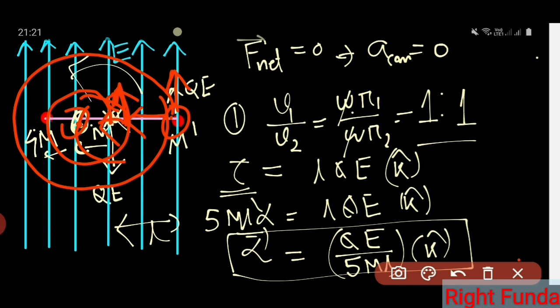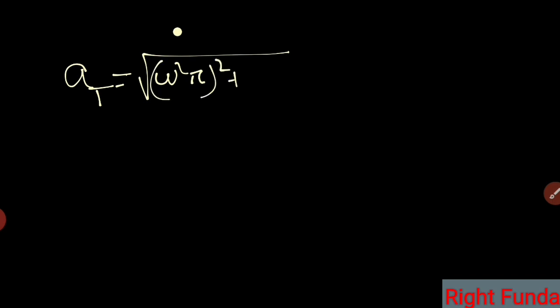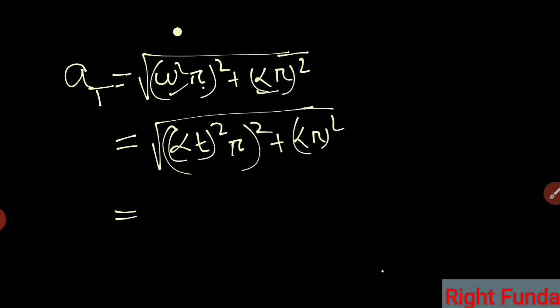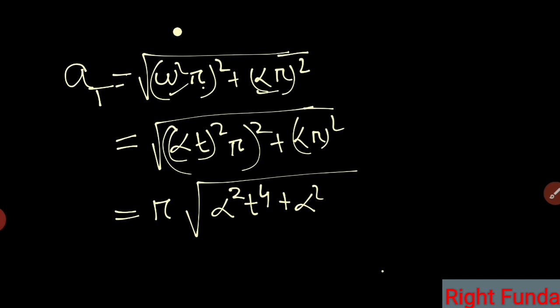So let's see. Total acceleration is equal to under root of (omega square into r) whole square plus (alpha into r) whole square at any point of time. So what will omega be? Because it is moving with a constant torque, constant angular acceleration acting, omega is equal to alpha t. So I write this as (alpha t square into r) whole square plus (alpha into r) whole square. Here r square and r square are there in both places, so r can be taken outside: r under root of alpha square t to the power 4 plus alpha square. Of course, alpha also I could have taken common.